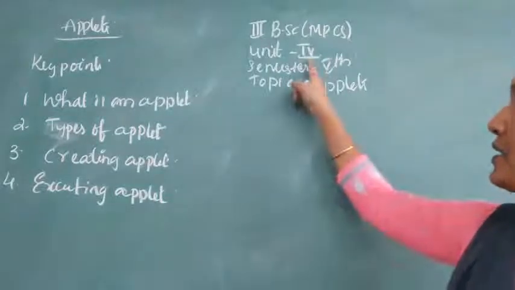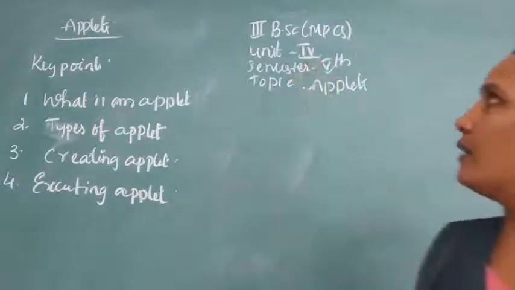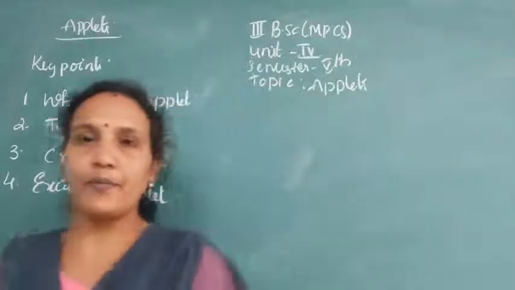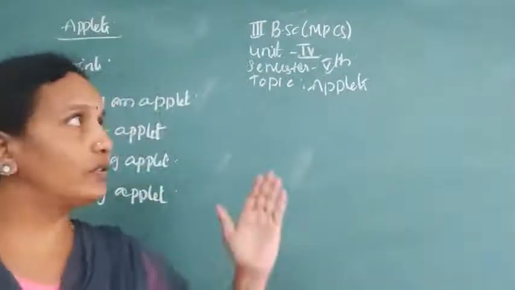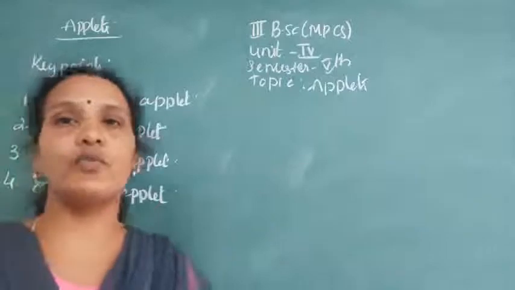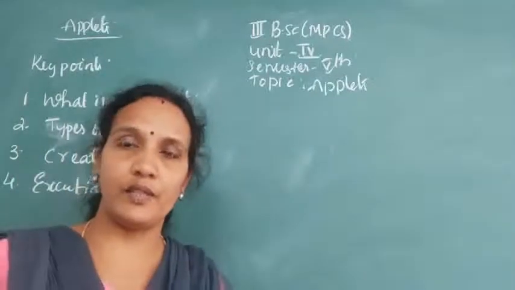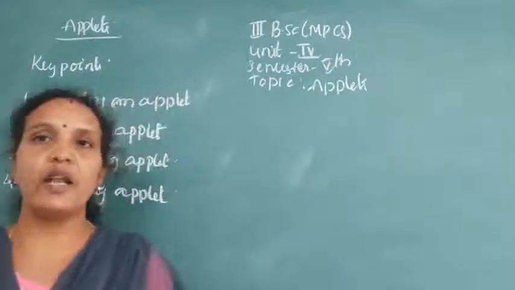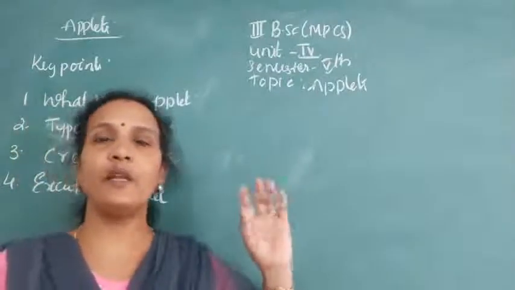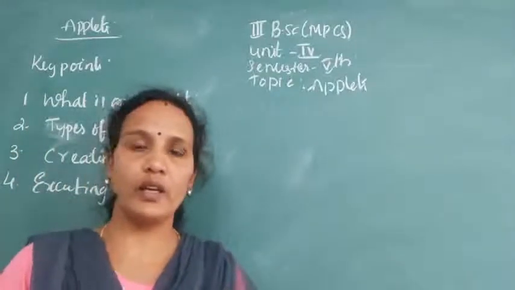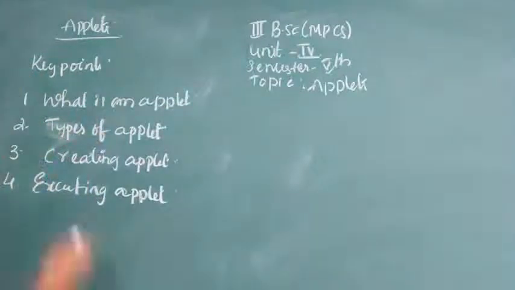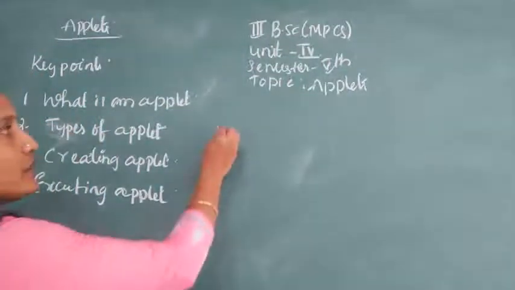Actually, this is the fourth unit and the first chapter. Understood? So today I am explaining a topic from the fourth unit. It is very important. You will get one essay question and one short question from this topic, and it is very easy. Now I will explain what is an applet.